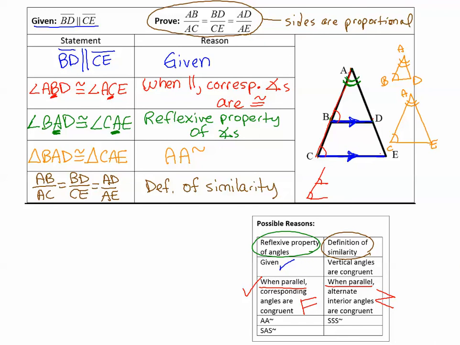Oops, I just noticed I meant to use the similarity symbol over here. So let's take that out and fix that so it says that this triangle is similar to this triangle.